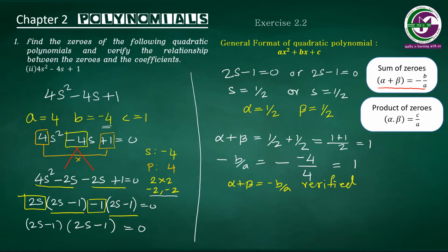Next, the product of the zeros equals c by a. We'll find the product of zeros first. Alpha times beta equals 1 by 2 multiplied by 1 by 2. So it is 1 by 4. The numerators are multiplied, the denominators are multiplied. Now we'll find c by a. C by a equals, the value of c is 1, a is 4, so 1 by 4. They are the same. That means alpha times beta equals c by a, verified.